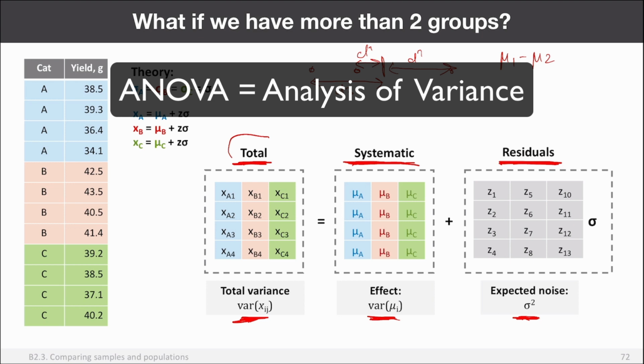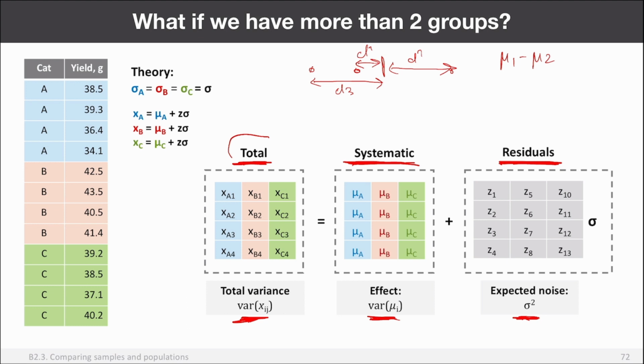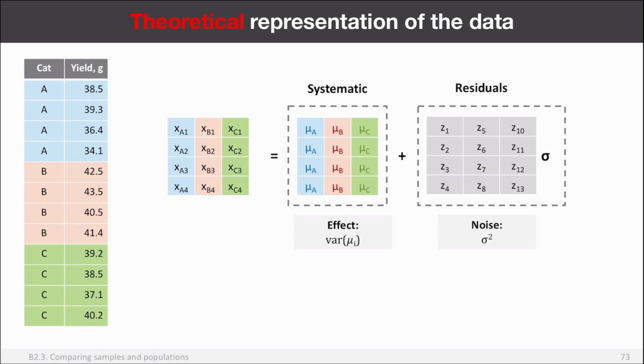Okay. The rest is the same. You remember in Student's t-test, we took the difference of means and divided it by the variation of the noise, right? The same idea here. So instead of difference, we will take variance of means and divide by the variation of the noise. So that's the intuition. Now let me show you how it works.